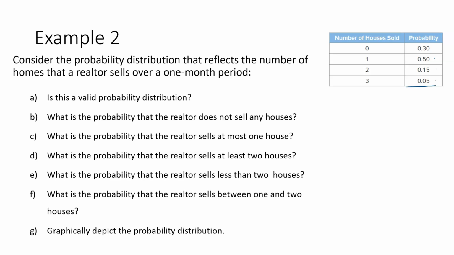And they have to total up to 1. So let's add those up, 0.3 plus 0.5 plus 0.1 plus 0.1. We do get 1. So yes, it is a valid distribution. Those 2 items are met.